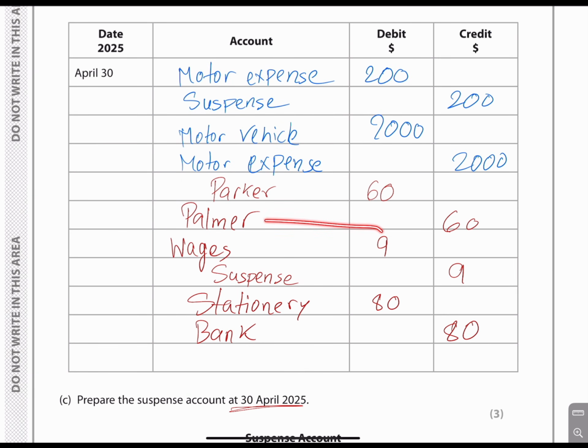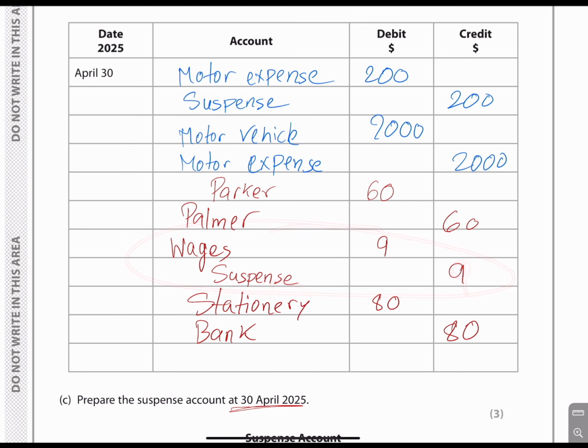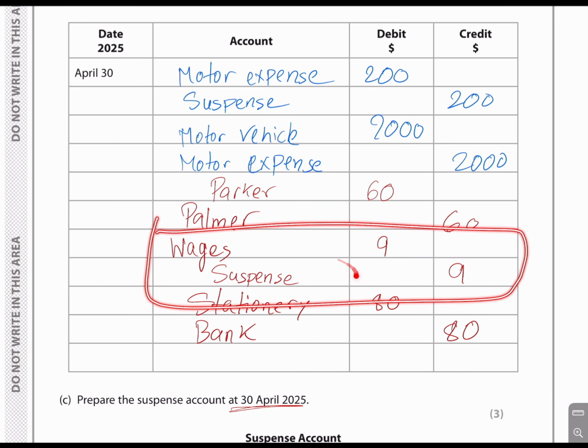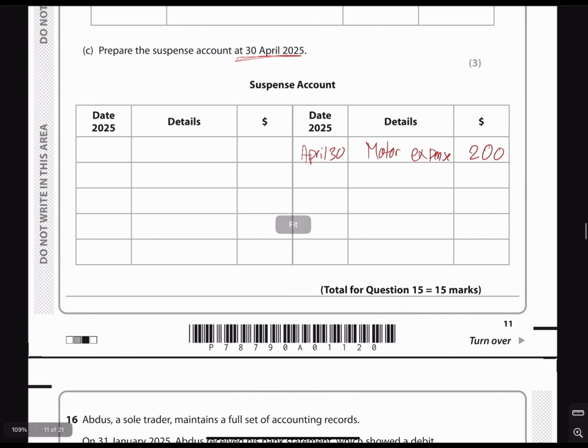Here, this journal suspense was created by 9. So now how do we transfer any journal to their accounts? Now see, suspense is on credit side, right? So we will enter the amount on credit side, but we will just swap the details. That's an easy trick. So on suspense account on the right side, we write it as wages.